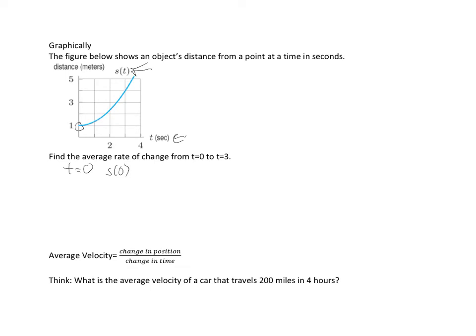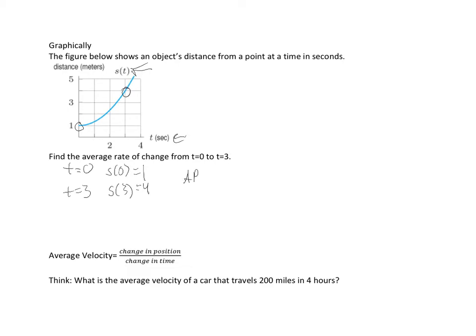So when t equals 0, we want to figure out what is s of 0. That would be that point there. S of 0 is 1. So my output is 1 when my input is 0. When t equals 3, s of 3 would be this point right here. When the input is 3, the output is 4.